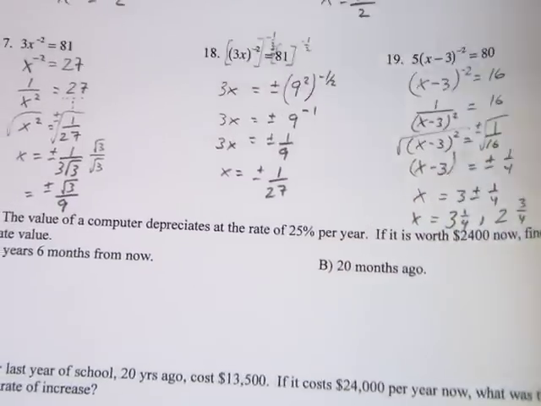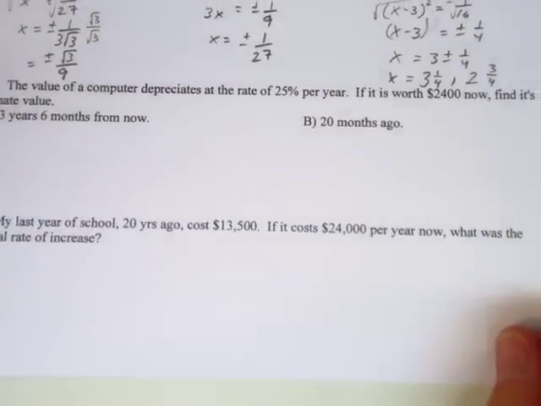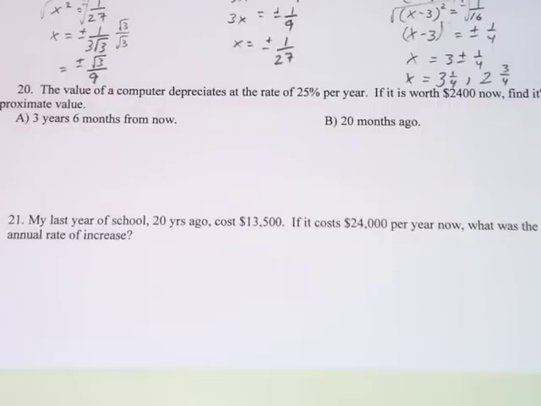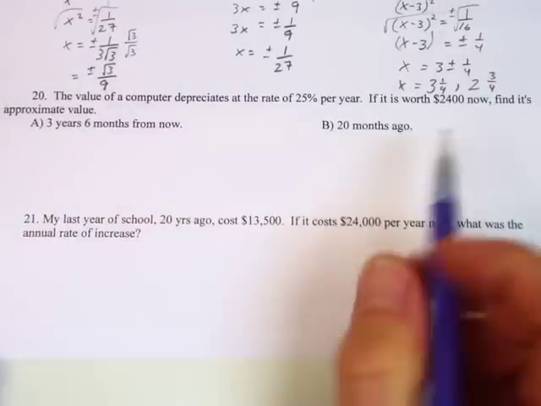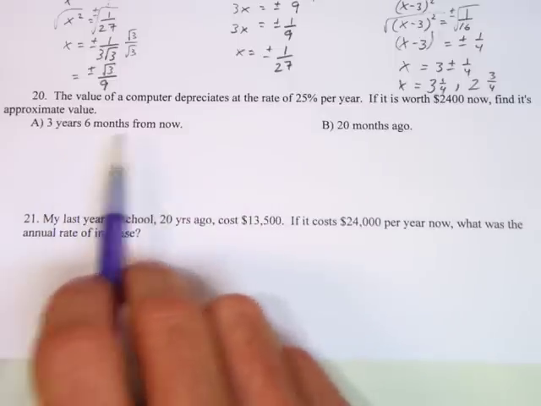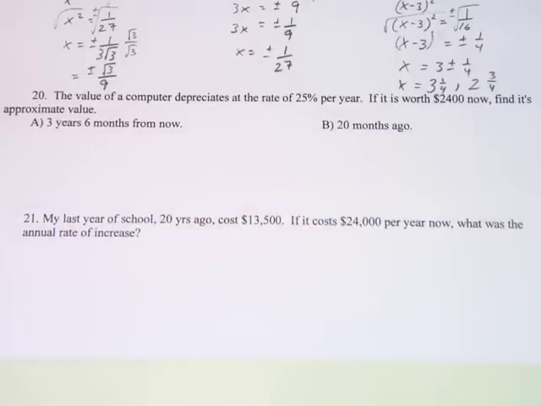Now let's take a look at some of these word problems here. I have to zoom out a little bit. When we look at this, it says the value of a computer depreciates at a rate of 25% per year. If it's worth $2,400 now, find its approximate value 3 years, 6 months from now, and 20 months from now. Give me a couple minutes.